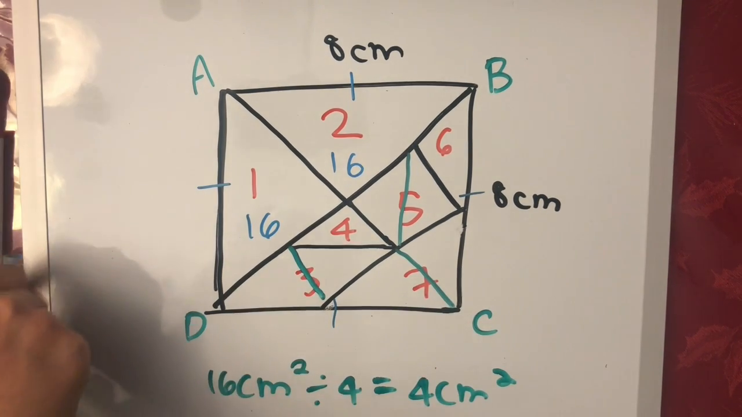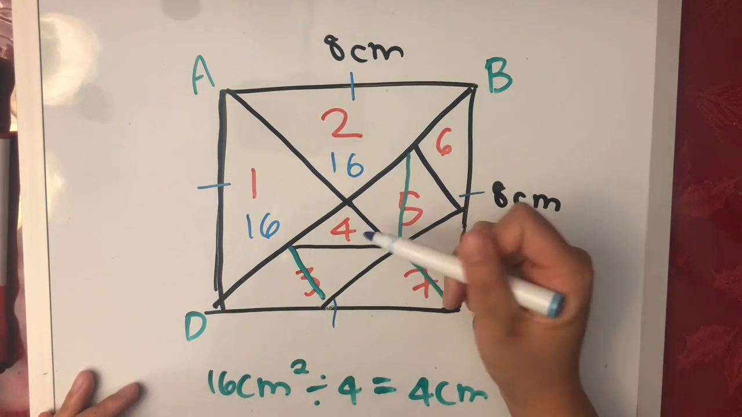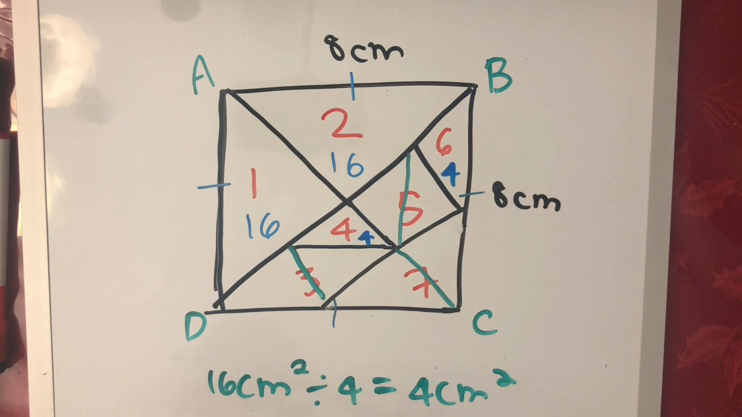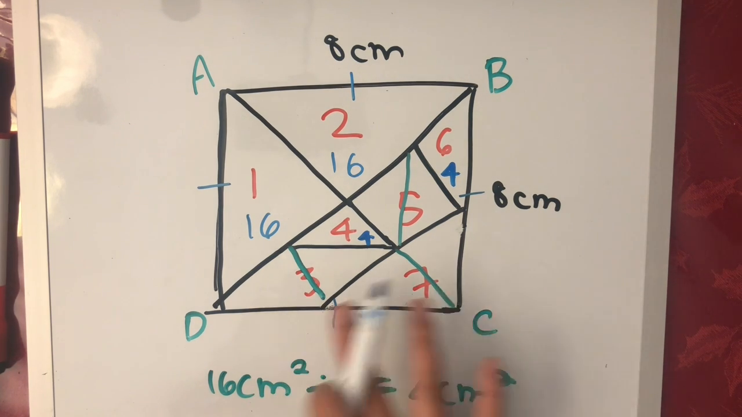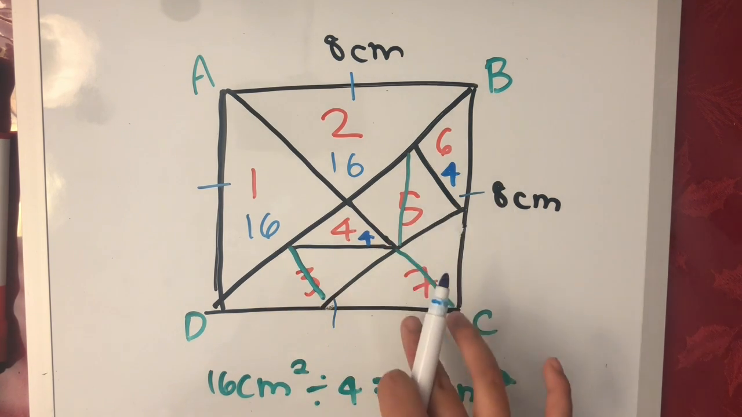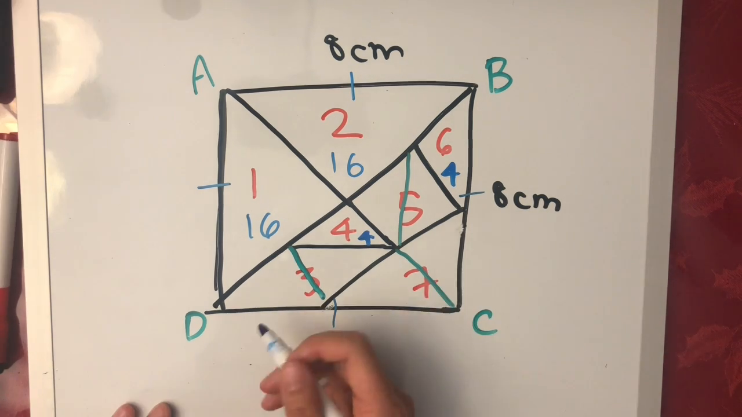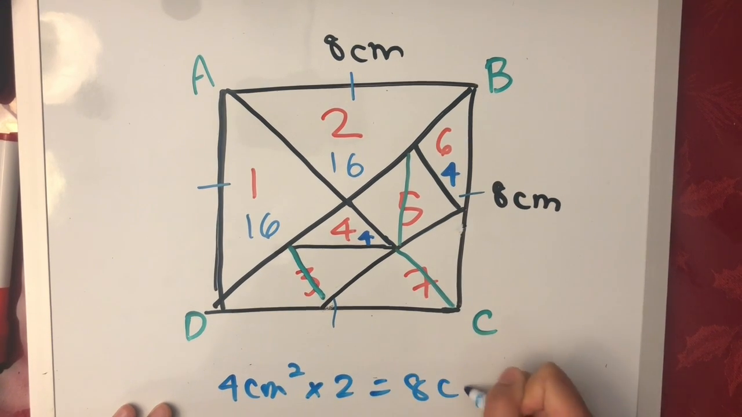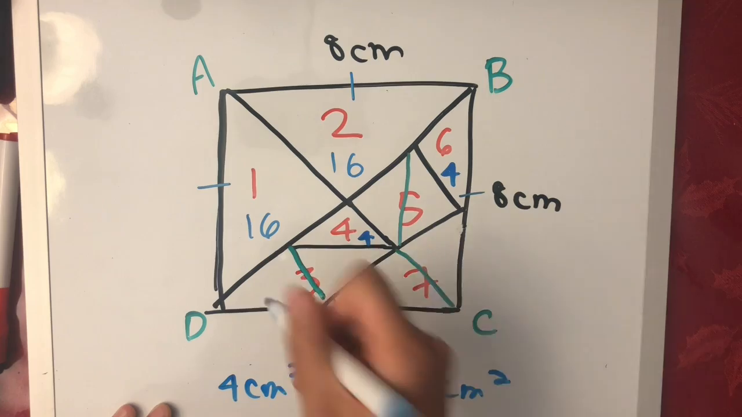We can see that pieces 4 and 6 are congruent because they are made up of one small triangle. So pieces 5, 3, and 7 must also be congruent because they are made up of 2 small triangles. So we can multiply 4 centimeters squared by 2 to get the area of the remaining pieces, which is 8 centimeters squared.